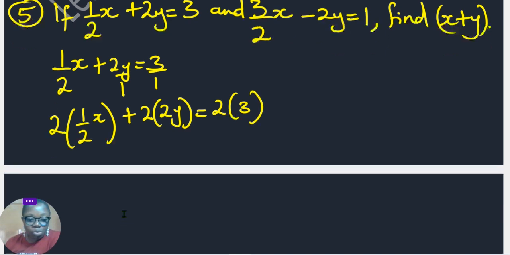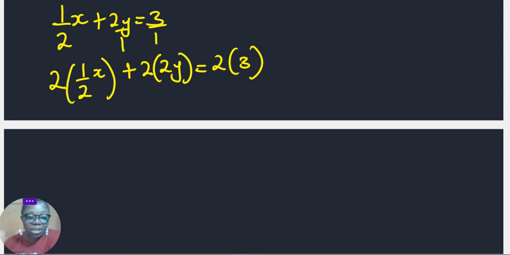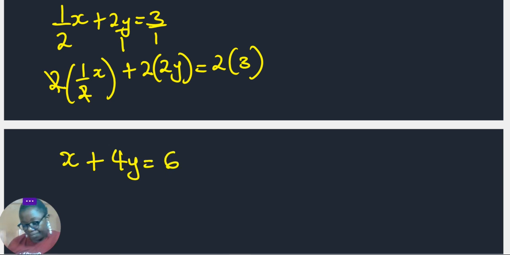Alright, so taking out the fraction, this will help us take out the fraction. So 2 cancels 2. Then we are left with x plus 2 times 2y is 4y equals 2 times 3 is 6. Now, that's for the first equation.